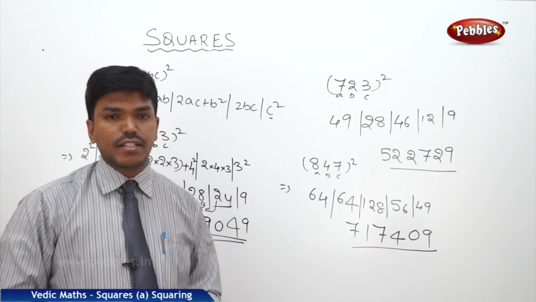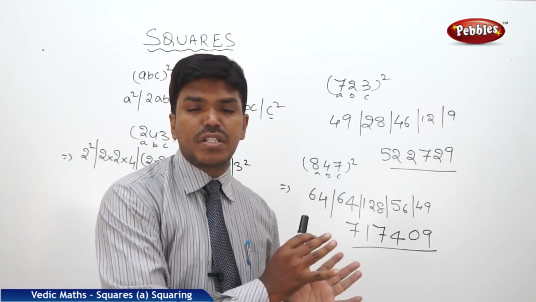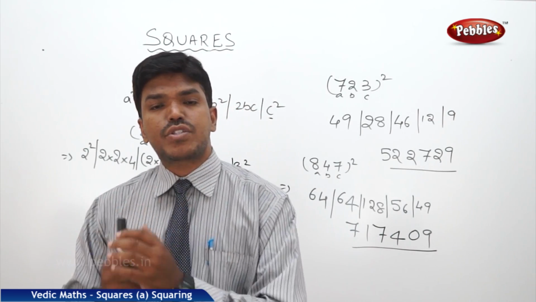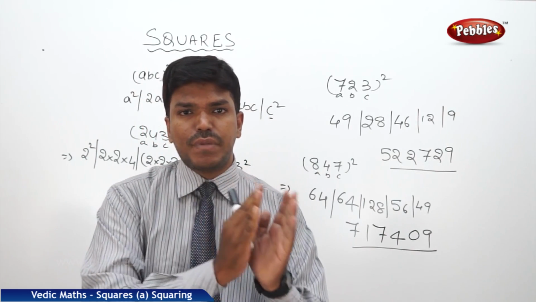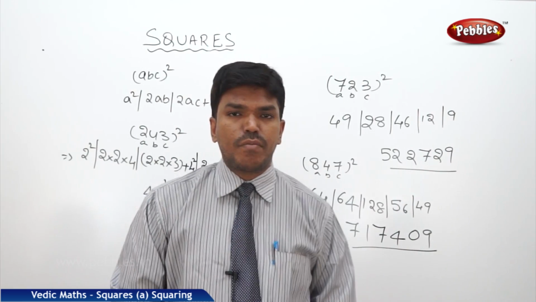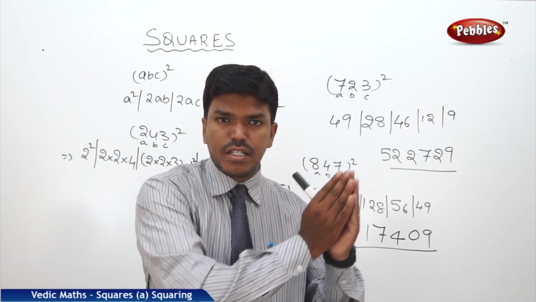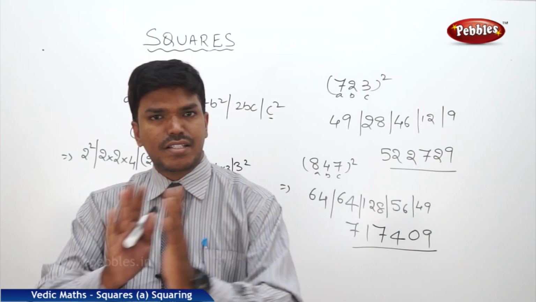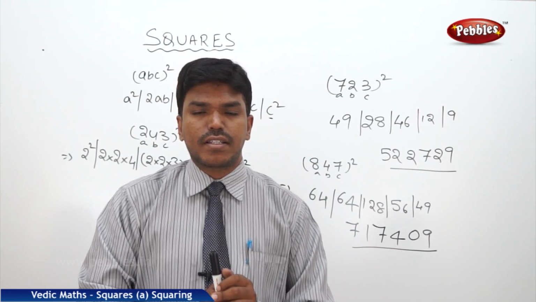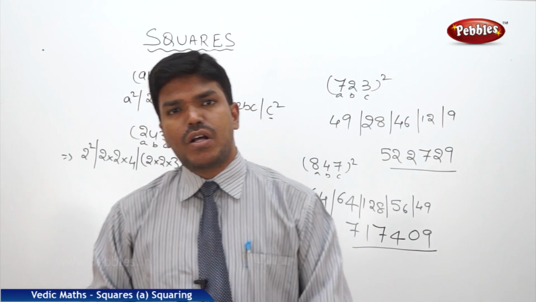717409. So like this, we can calculate double digit as well as triple digit squares with the help of the formula. What is the double digit square formula? A square, 2ab, b square. After that, you need to balance. What is the triple digit formula? A square, 2ab, 2ac plus b square, 2bc, c square. And you need to balance the answer digits. Okay, so like this, we can calculate any double digit and triple digit square using the formula.